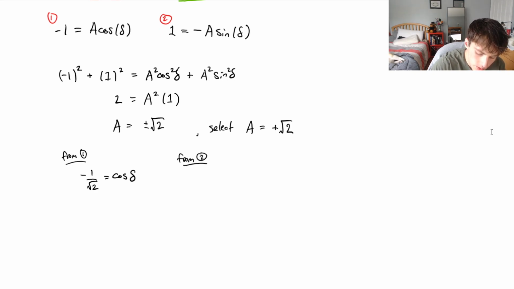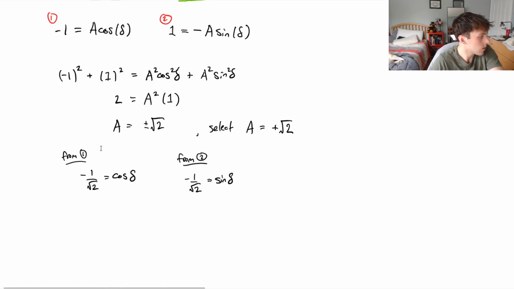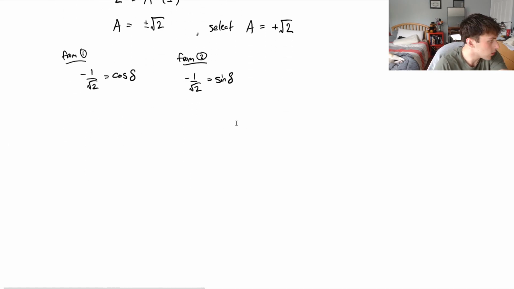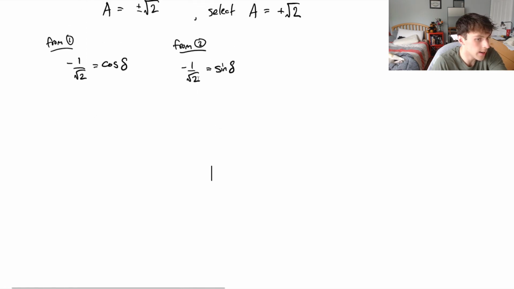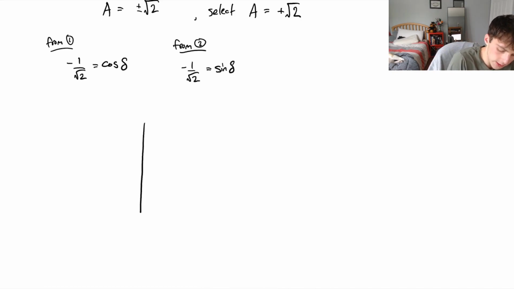From equation 2, we multiply both sides by -1 and divide. Very similarly, we've got -1 over root 2 is equal to sine of delta. Okay, well, let's take a look at our CAST rule, because we have two equations that need to be satisfied, right? But we need to make sure that we're following all of these rules of our trig functions here.